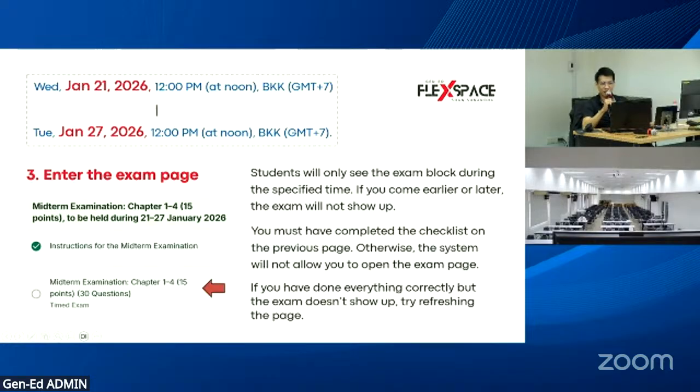Once you are ready, you can enter the exam page. You will only see the exam block. It will look like this. During the specified time period, if you come earlier or later, the exam page will not show up. You must have completed the checklist on the previous page. Otherwise, the system will not allow you to open the question page. If you have done everything correctly but the exam doesn't show up, try refreshing the page. If you are using a computer, press the F5 button or click the refresh button. If you come at the right time and you have completed the instruction page, you should be able to open the exam page, right?